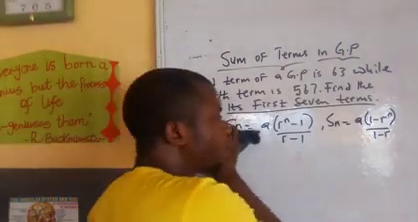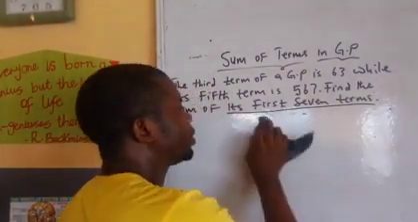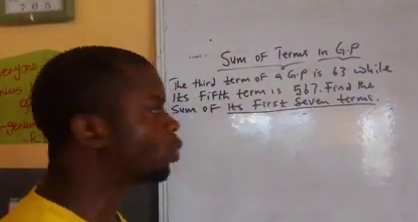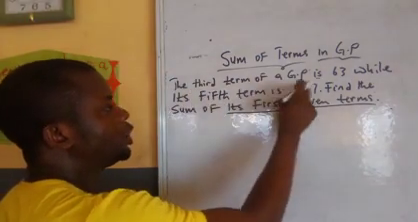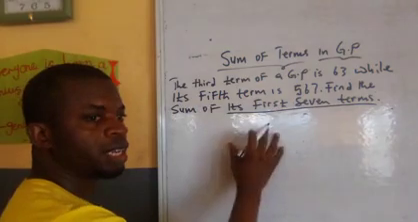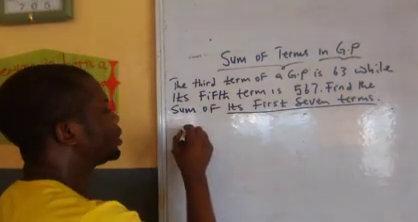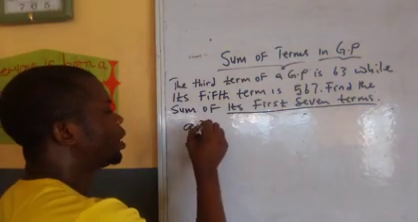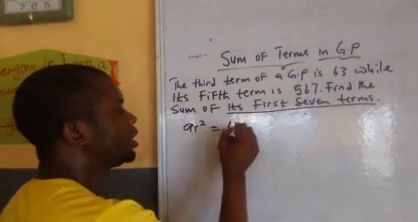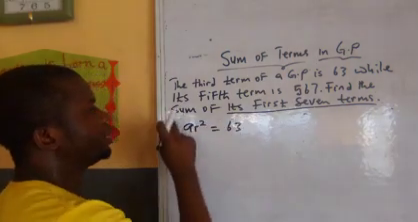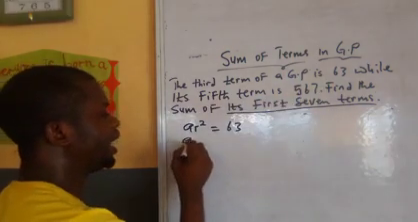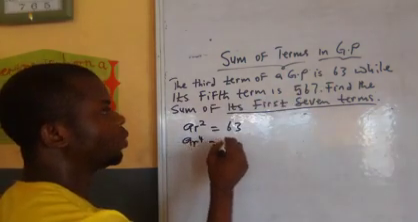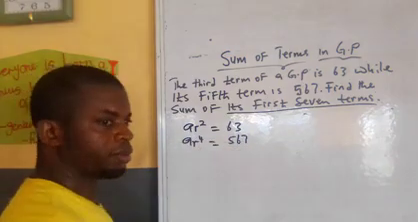So let's solve the question here. If you want to solve this question, the first thing you do, let's go by the statement. The third term of the GP is 63. So you write the equation of that. Third term is a r power 2 equals 63. Then the fifth term is 567. Fifth term will now be a r power 4 equals 567.